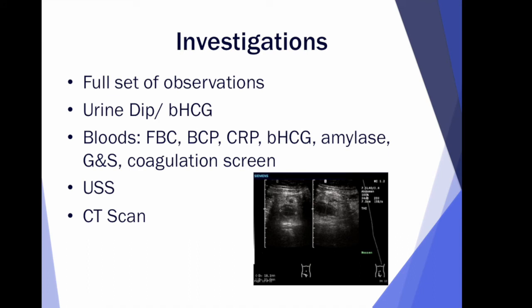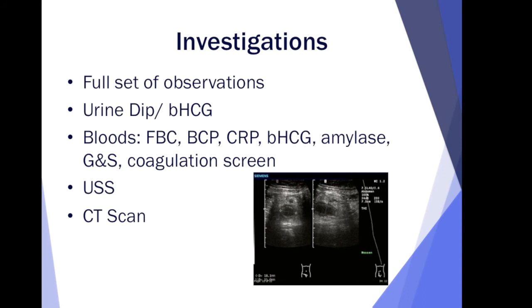Investigations you would routinely perform would be a set of observations, and a urine dip to rule out a UTI or pyelonephritis. However, it's important to note that sterile pyuria can occur from bladder irritation in appendicitis, and ketones are often raised from anorexia. A urinary pregnancy test is vital in all women of childbearing age to rule out an ectopic pregnancy. In general, it's a very useful test in all women presenting for surgical assessment.